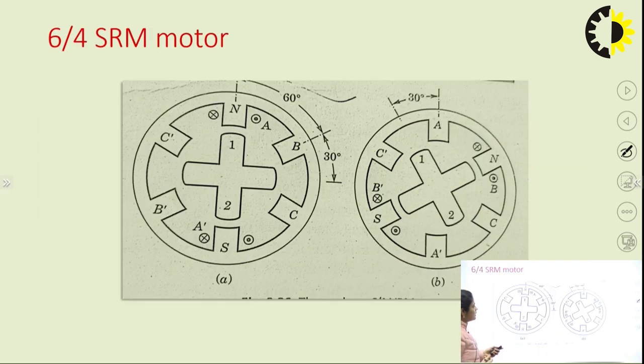I can explain the principle of operation by taking a 6x4 SRM motor. In this, I have taken 6x4. 6x4 means 6 poles are in the stator and 4 poles are in the rotor, right? So the stator carries the 6 poles, suppose this is 1, 2, 3, 4, and 5 and 6, right?